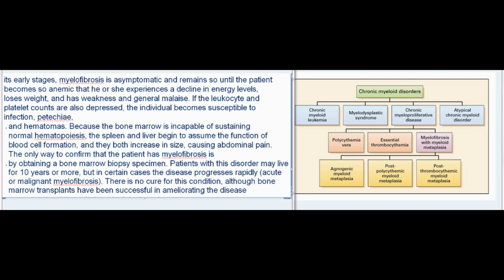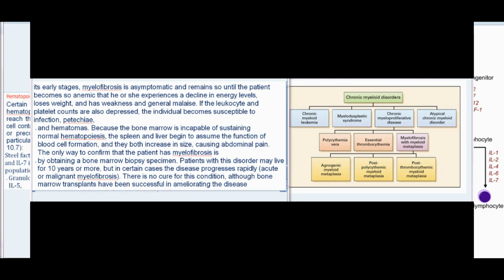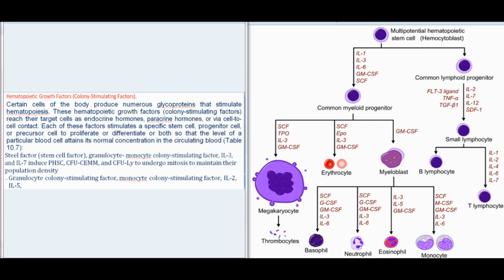The only way to confirm that the patient has myelofibrosis is by obtaining a bone marrow biopsy specimen. Patients with this disorder may live for 10 years or more, but in certain cases the disease progresses rapidly, acute or malignant myelofibrosis. There is no cure for this condition, although bone marrow transplants have been successful in ameliorating the disease.